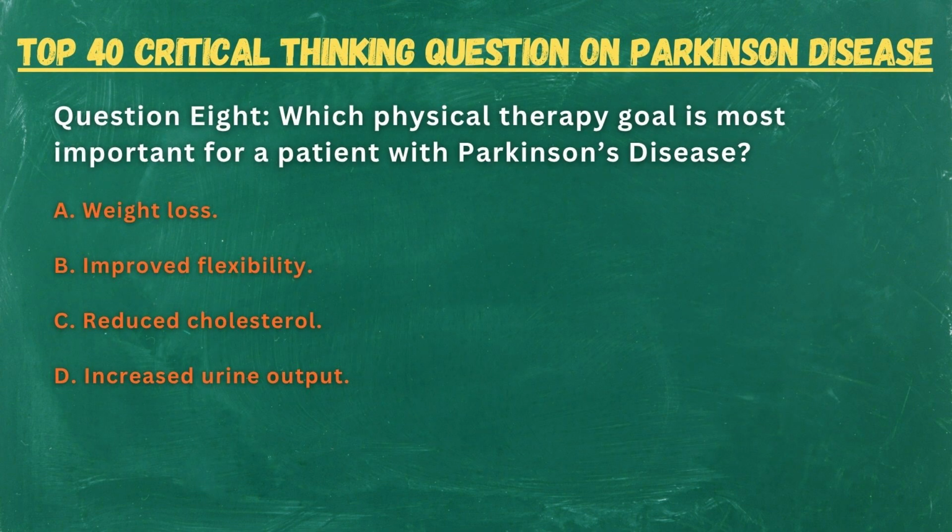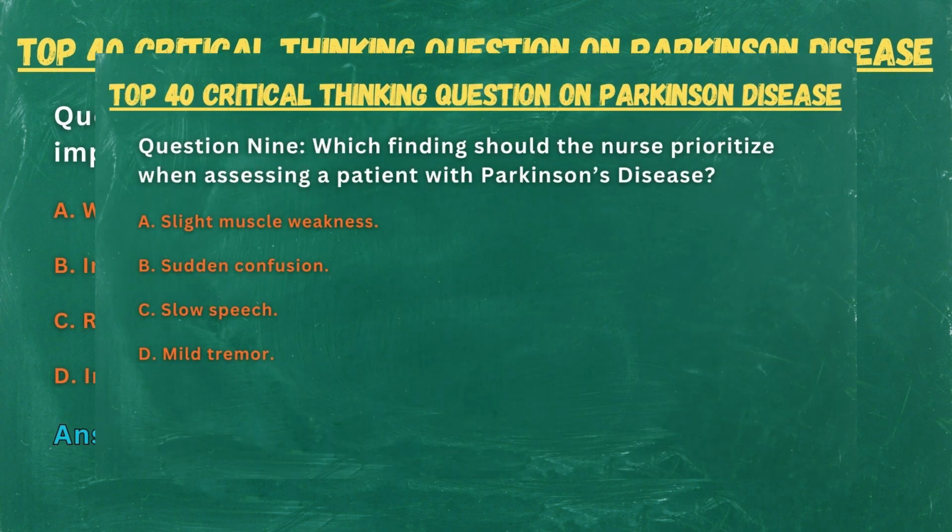Question 8. Which physical therapy goal is most important for a patient with Parkinson's disease? A. Weight loss. B. Improved flexibility. C. Reduced cholesterol. D. Increased urine output. Answer: B. Improved flexibility.